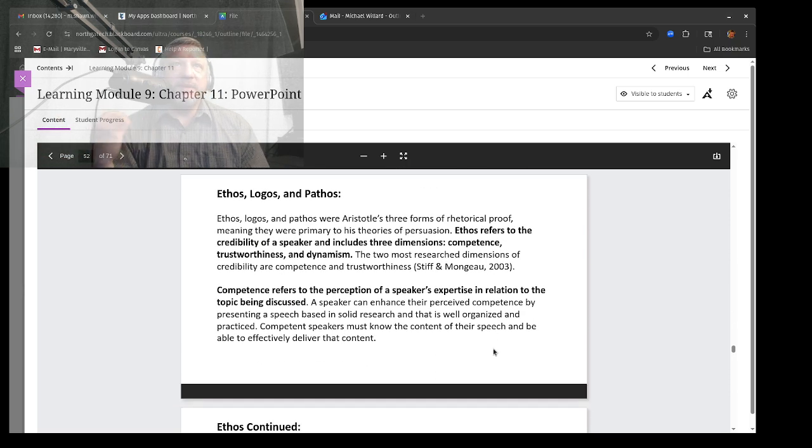When we think about ethos, pathos, and logos, they are all interrelated. Aristotle came up with these. Ethos refers to the credibility of a speaker in 3 dimensions. Are they confident? Are they trustworthy? And are they dynamic?